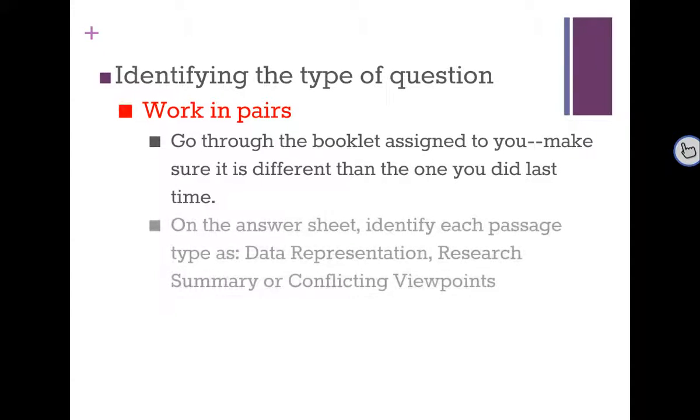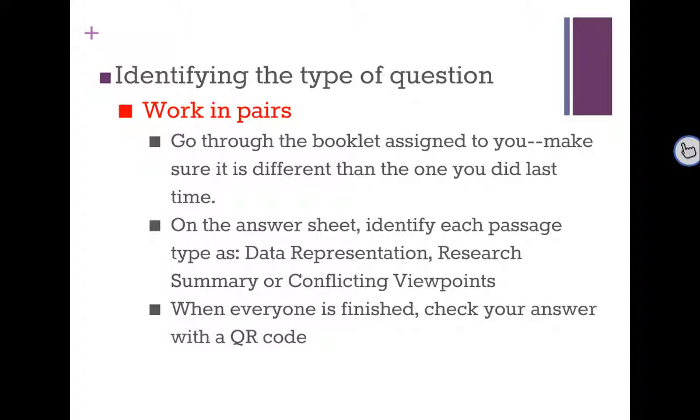You and your partner will get an answer sheet, and I want you to just simply classify it. Is it data representation, research summary, or conflicting viewpoints? When everyone is finished, you're going to be checking your answer with a QR code, and the substitute can find that QR code on the agenda. So if the substitute can go ahead and pause the video now, we'll come back to some more information.